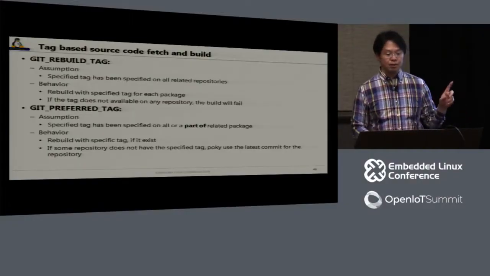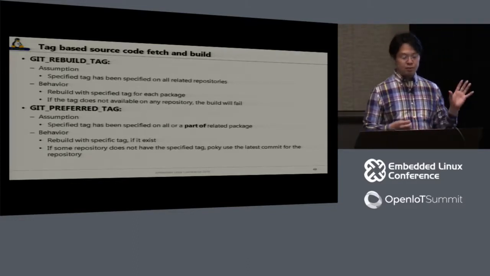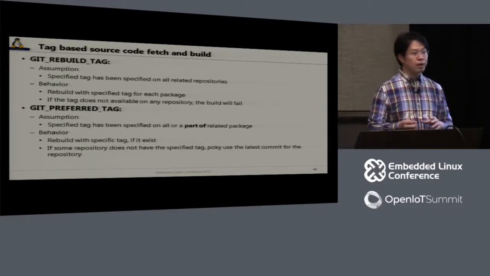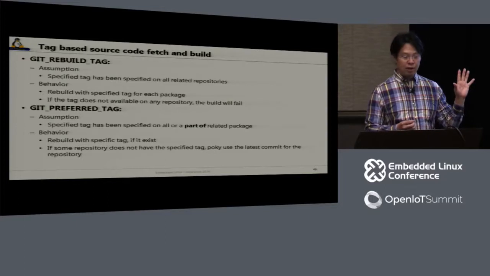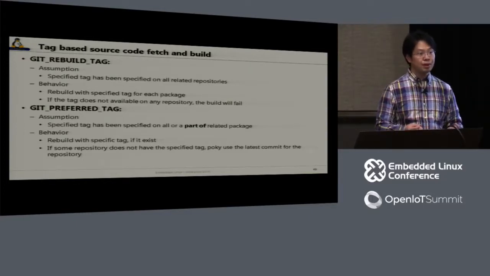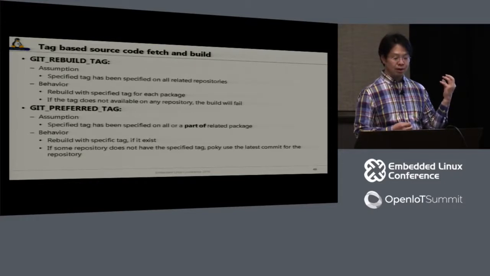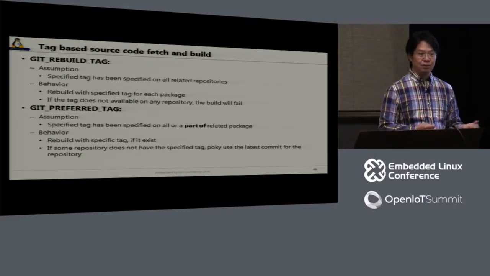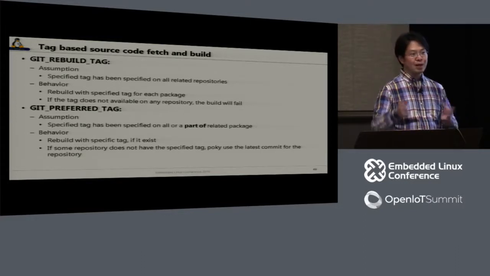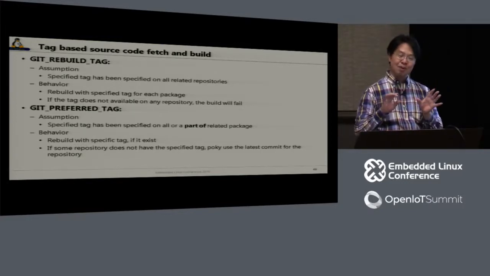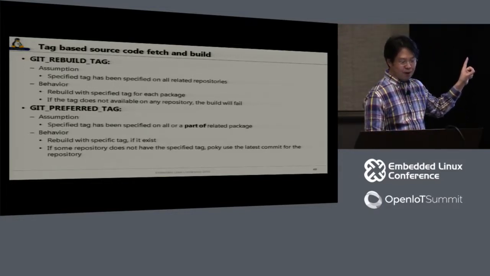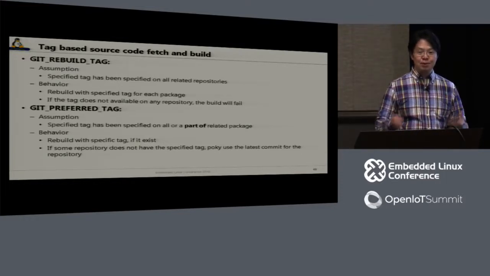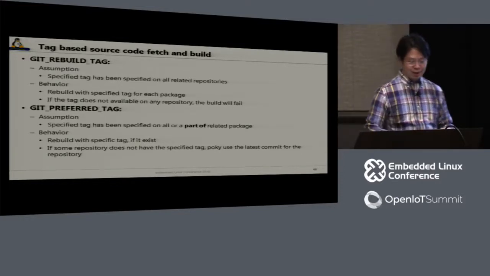This rebuild tag assumes a specific tag has been specified on all related source code repositories. If the tag is unable to be found in some repository, that should cause an error. So if someone just edits maybe the original one, then defines that git rebuild tag, I'm sure it fails because this is not exactly the same one.